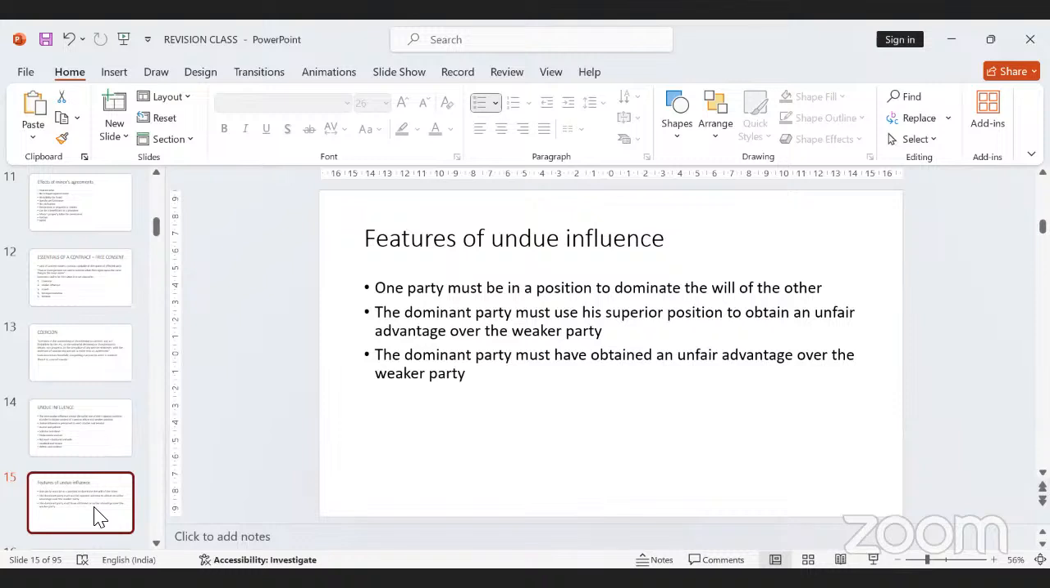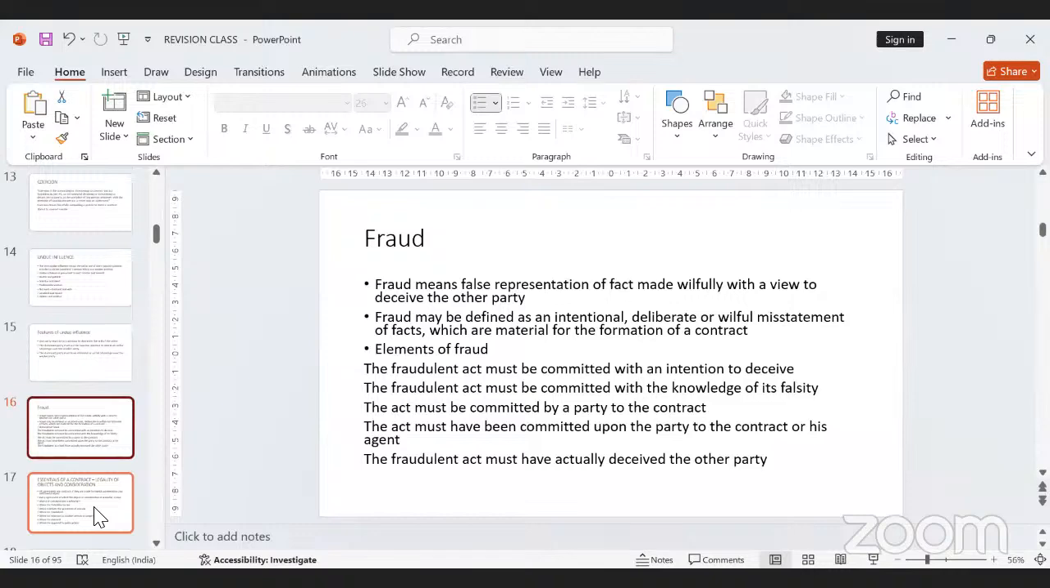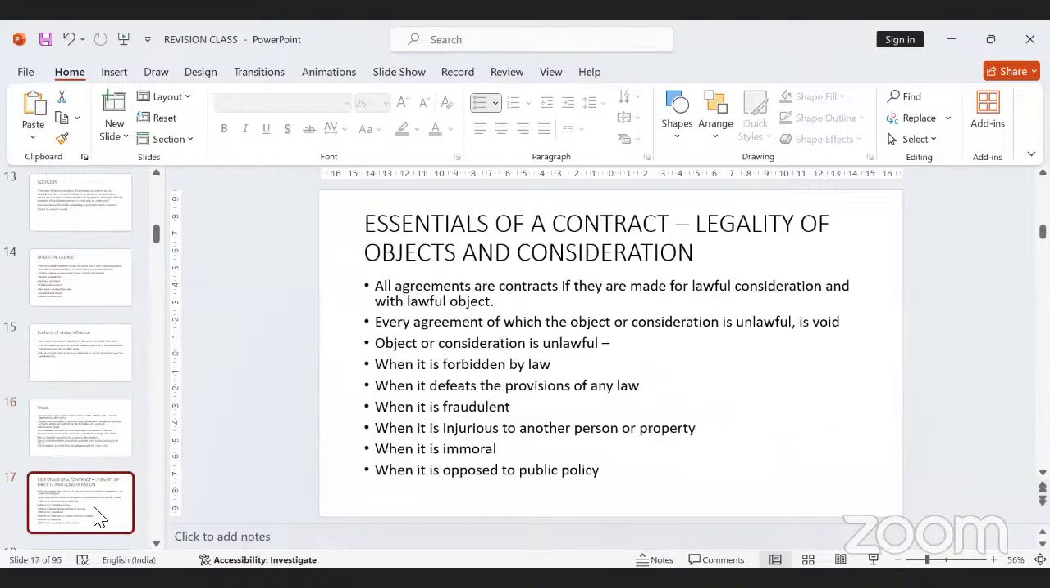For example, servant has a house worth 10 lakh rupees. Master, if he buys that house for 1 lakh rupees, this is a clear example of undue influence. But if the servant has a 10 lakh rupees house and the master is buying it for 10 lakhs, then there is no case of undue influence. Right?